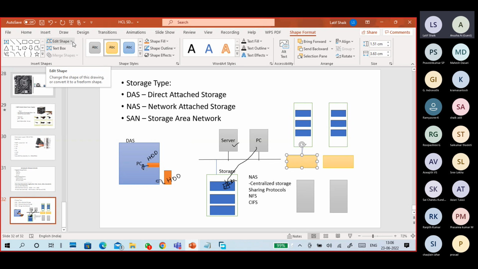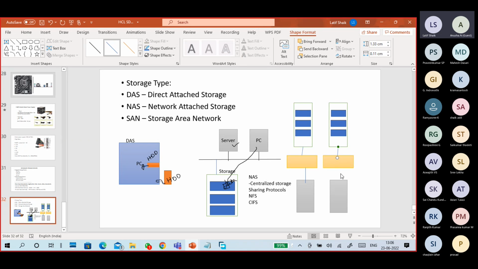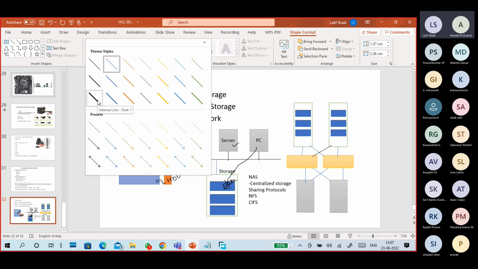I'm connecting from here to here, and from here to here. Another point is that there is a cross connection also, like this. What is the advantage of connecting like this? Because it is redundant. If this FC switch is down, it's not at all a big problem.